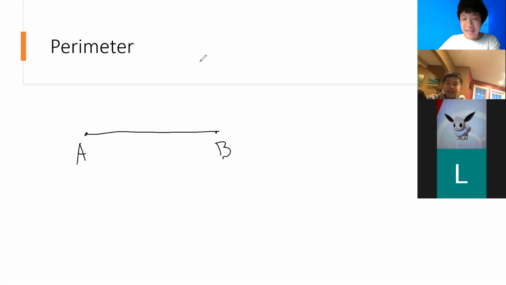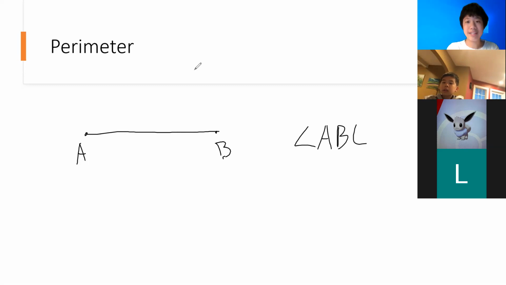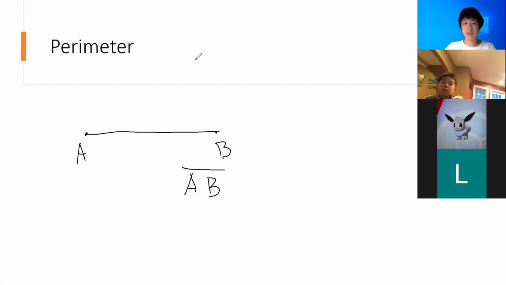So how do we name segments? How do I know that this is the segment that it is? How do I name it? Like with angles, we named it as like angle ABC. How do we name a segment? We just write the 2 points, A and B, and we draw a line on top of them. So we would refer to this segment, we would call this segment AB. This is how we label segments.